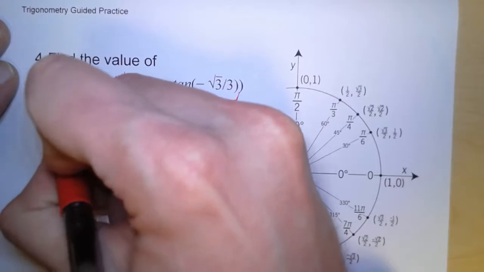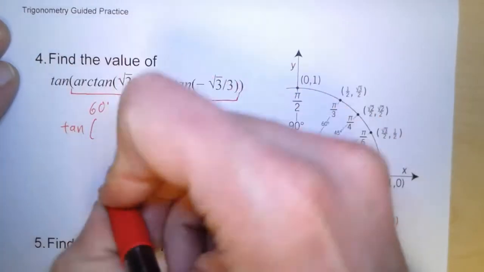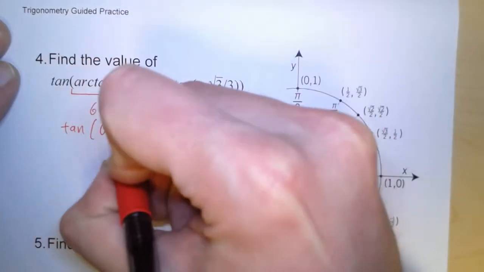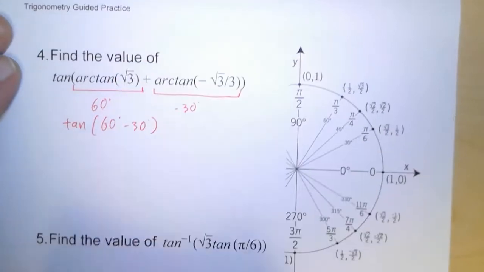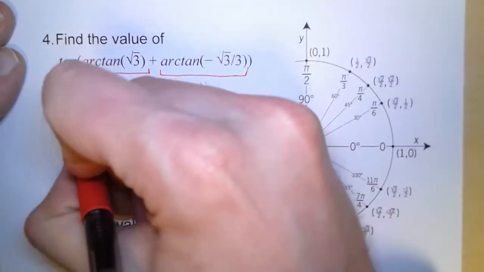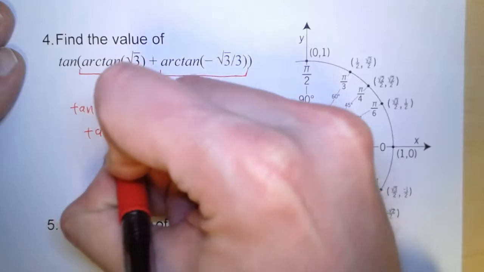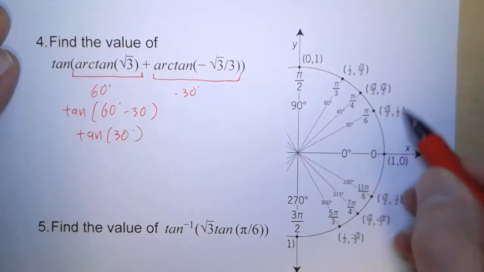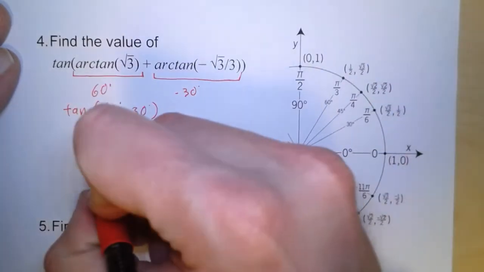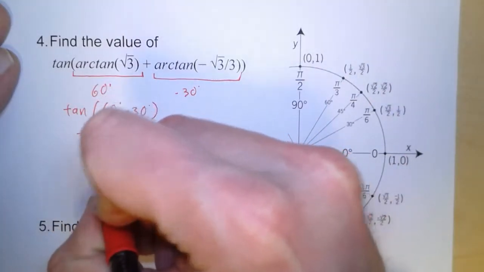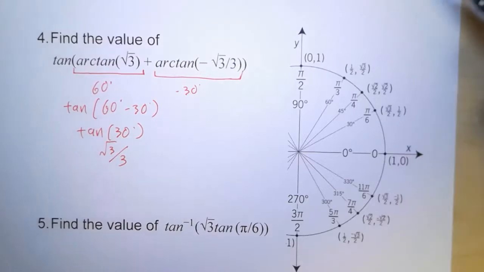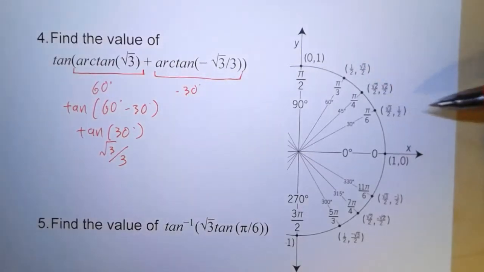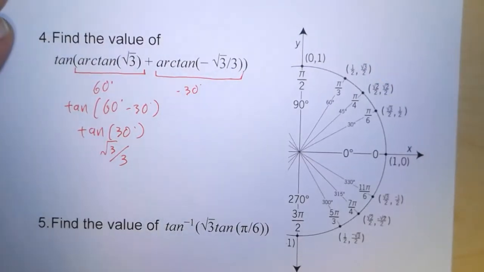So what we want is tangent of 60 degrees minus 30 degrees, which is the same as tangent of 30. So we're looking for tangent of this spot right here, which we already posted on the last page was square root of 3 over 3. And that's positive because both the x and the y values are positive.